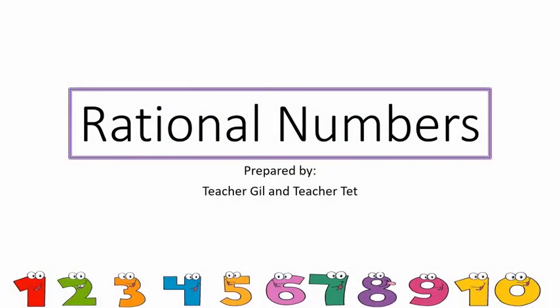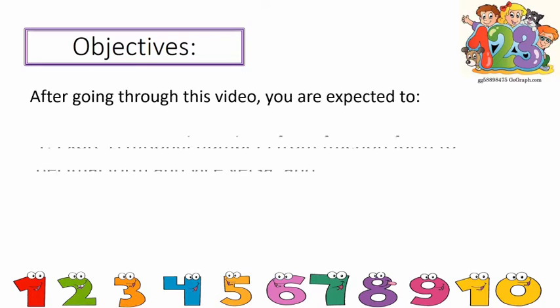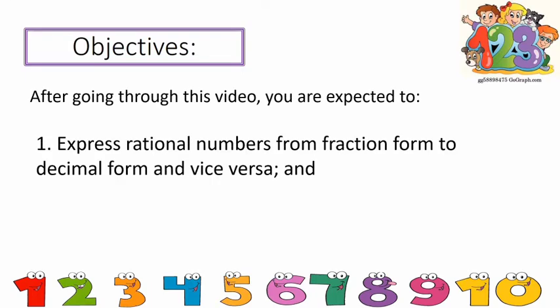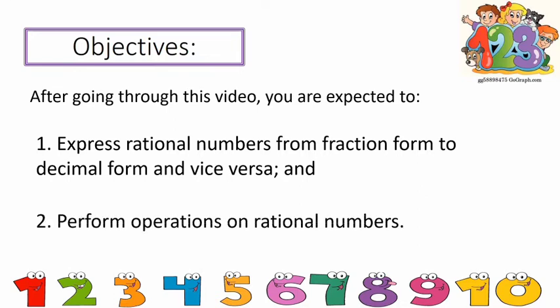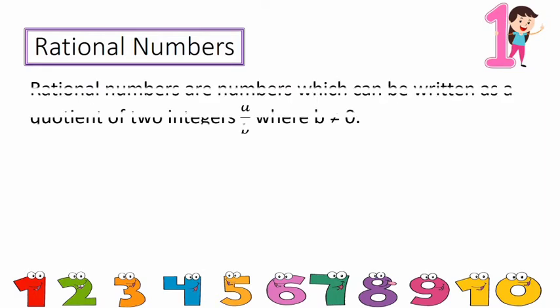Everyone, today we will talk about rational numbers. These are the following objectives. Express rational numbers from fraction form to decimal form and vice versa. Second, perform operations on rational numbers. So let us discuss first what are rational numbers.